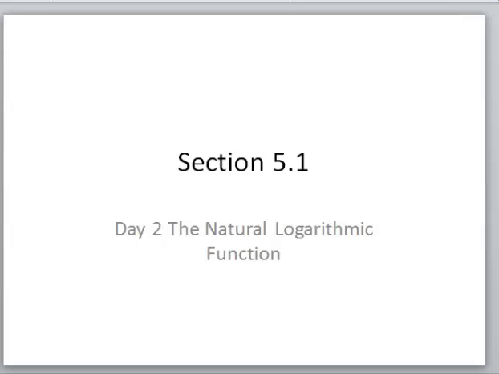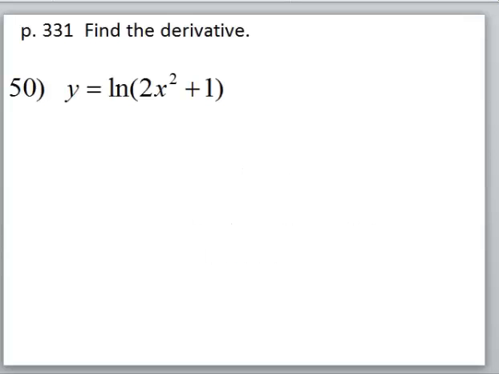Alright, today we're going to spend most of the time talking about derivatives of log functions, or the natural log functions, that is. So we're going to find the derivative of each one of these. So I'm just going to jump right into this. We talked about yesterday defining the derivative as being 1 over whatever follows the natural log. So it's 1 over 2x squared plus 1.